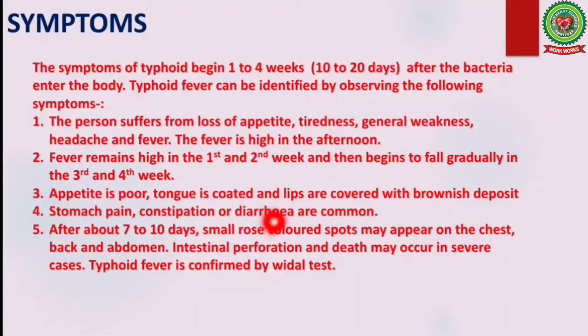Stomach pain, constipation, or diarrhea are some of the common symptoms. About 7 to 10 days, small rose colored spots may appear on the chest, back, and abdomen. Intestinal perforation and death may occur in severe cases. Typhoid fever is confirmed by Widal test.